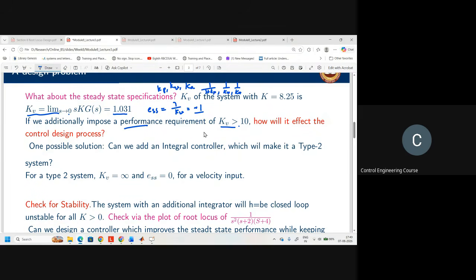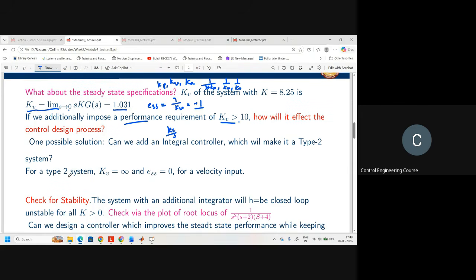So in that case, how do you design? One possible thing is you can add an integral controller. Integral control means simply Ki by s. That means it will change the type of the system. If it is a type 0 system, it will change it to type 1, so it increases the type of the system by 1. In this example, this is already a type 1 system, so it becomes a type 2 system. For a type 2 system, we already know that Kv is equal to infinity, which means the steady state error is 0.